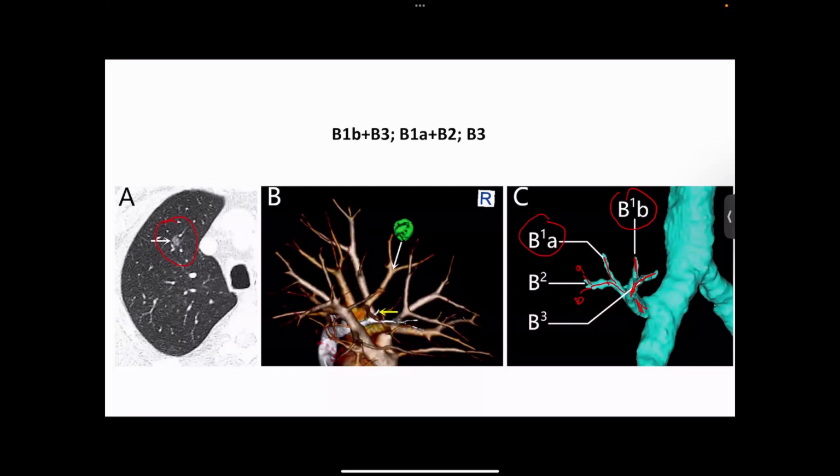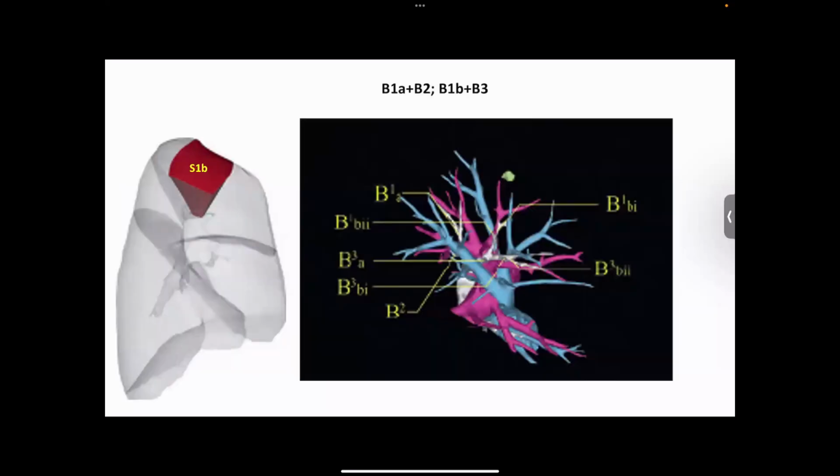So in such cases, if we are planning for segmentectomy, we have to divide here, not here or here, because if we divide from here, a significant proportion of the B2 will be gone. So we cannot divide it here. We should keep that in mind. Therefore, the nomenclature pattern in this particular case will be B1B, B3, comma, B1A, B2, and B3. Like this pattern we have to write the split variants.